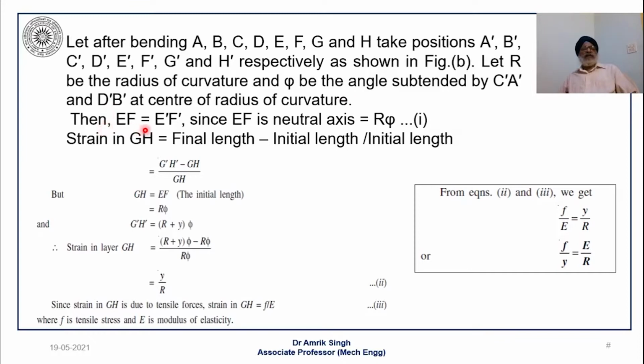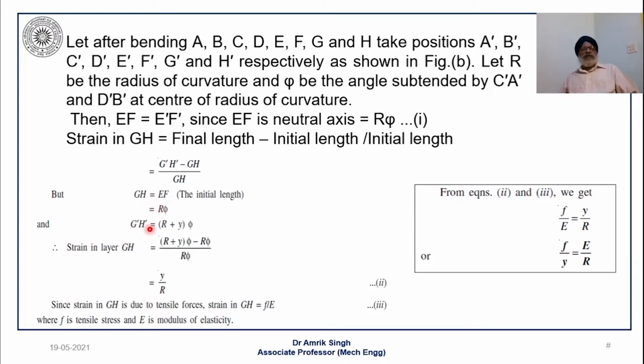So in that case, because EF is on the neutral axis, there is no stress. So EF is equal to E'F'. This is equal to R into phi, arc into radius. So strain in GH is equal to final length minus initial length upon the original length. So the final length is G'H' minus GH, divided by the original length, that is GH. And GH is equal to EF.